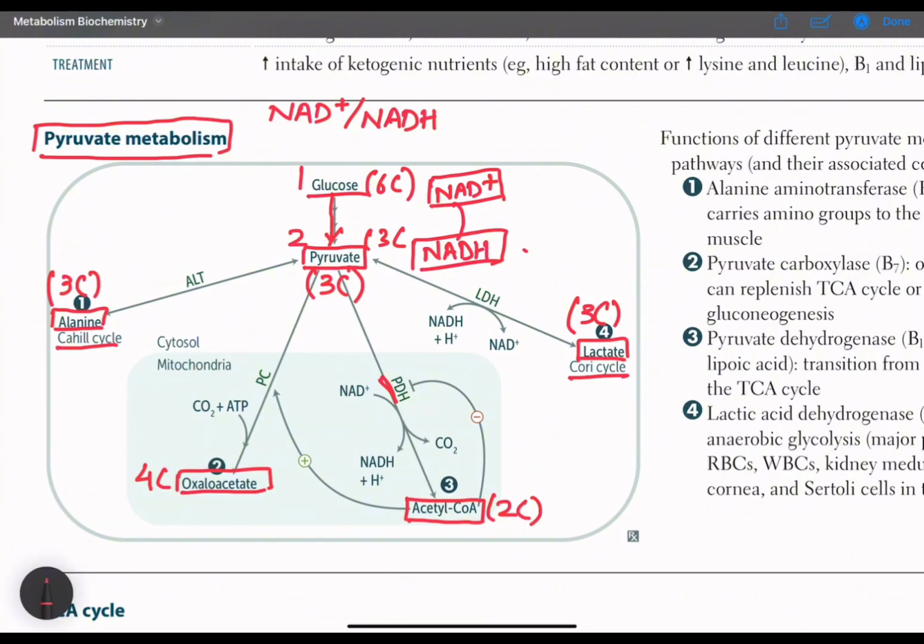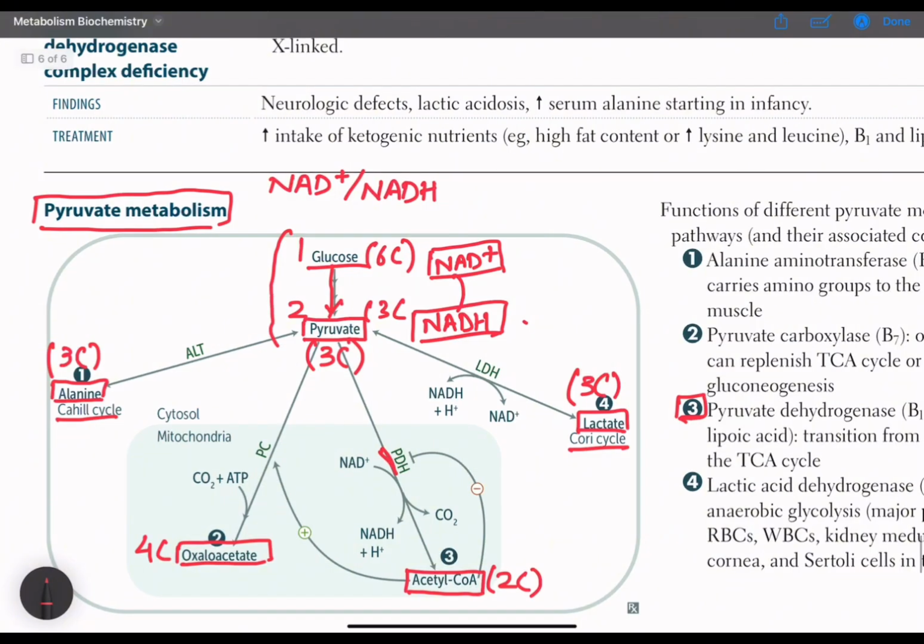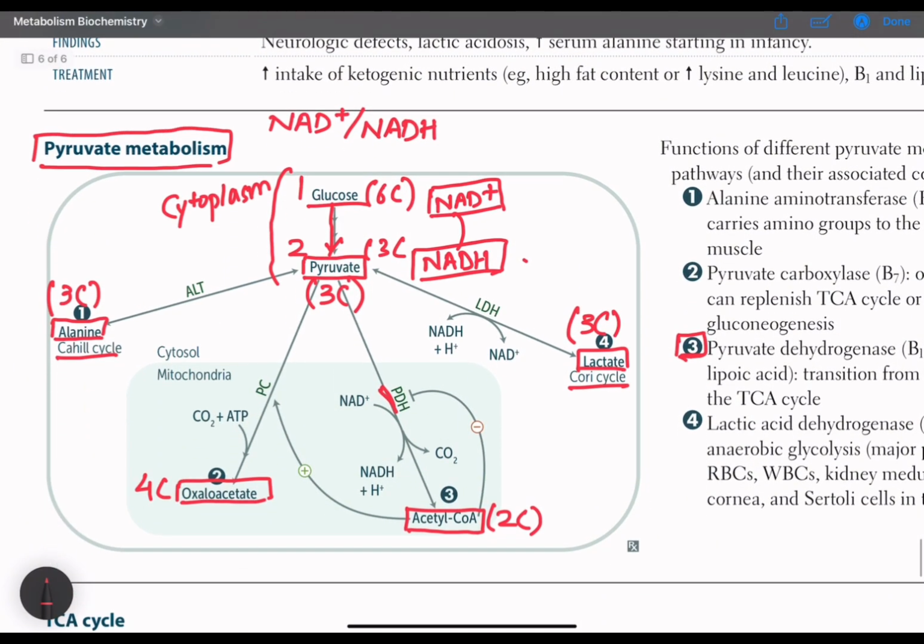So first of all, we'll be going through number 3, pyruvate dehydrogenase. It is the most evolutionarily conserved pathway. The conversion of glucose into pyruvate occurs in the cytoplasm of the cell. Now for conversion of pyruvate into acetyl coenzyme A, or CoA, the pyruvate enters the mitochondria and the enzyme pyruvate dehydrogenase complex converts it into acetyl-CoA. By doing so, a molecule of CO2 is liberated and NAD is converted into NADH.